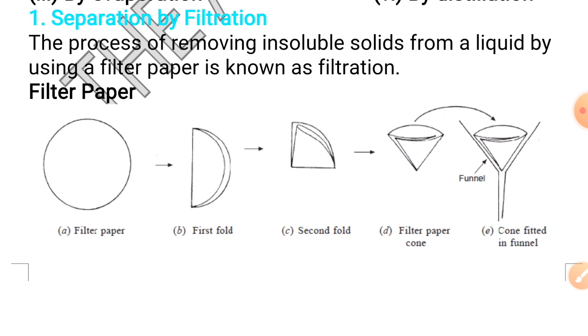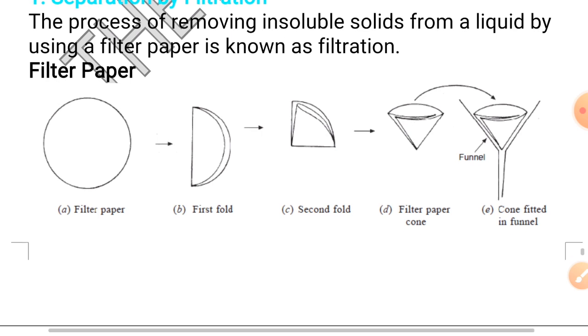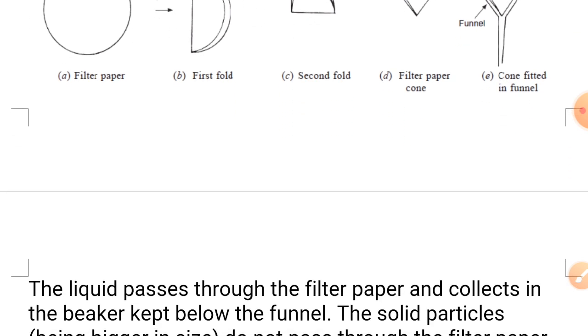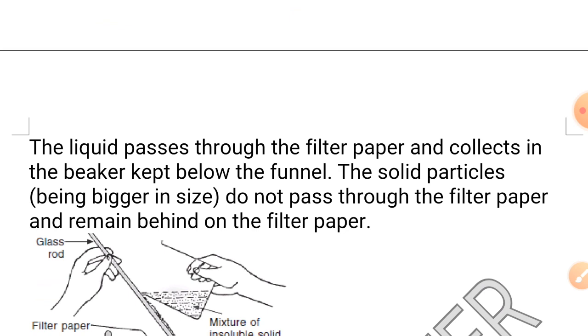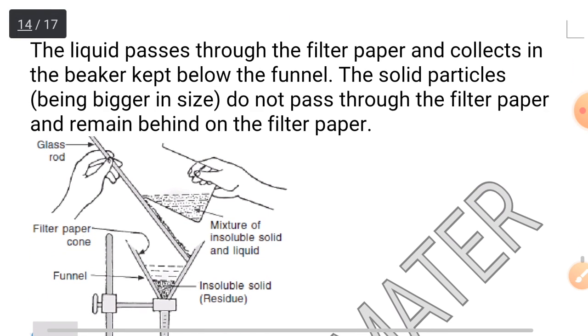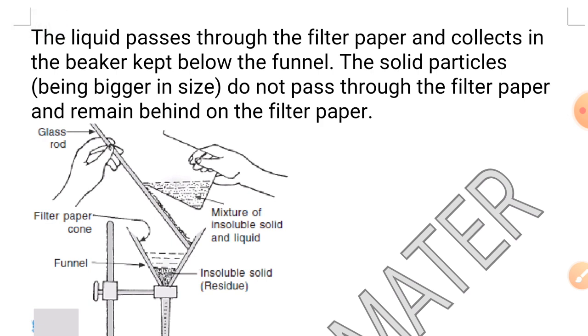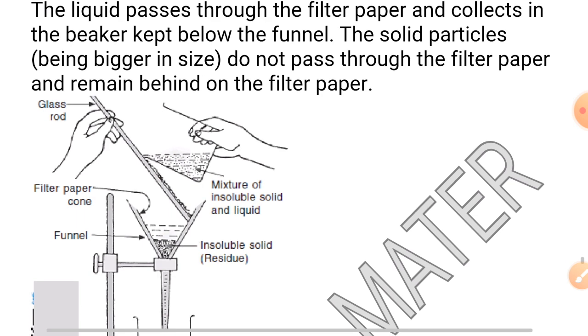This filter paper is folded in a special way, as you can see. First fold, second fold, then it's converted into a cone shape and then we fit it to a funnel. So this is the filter paper. Now the liquid passes through the filter paper and collects in the beaker kept below the funnel. The solid particles, being bigger in size, do not pass through the filter paper and they remain behind on the filter paper.